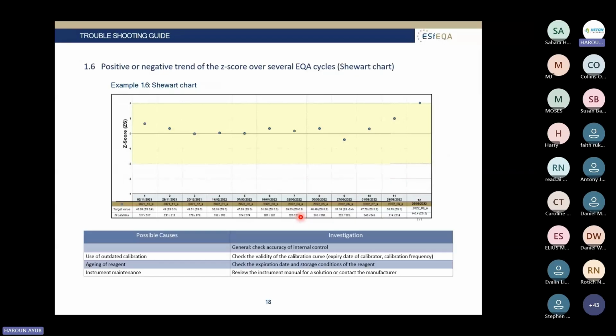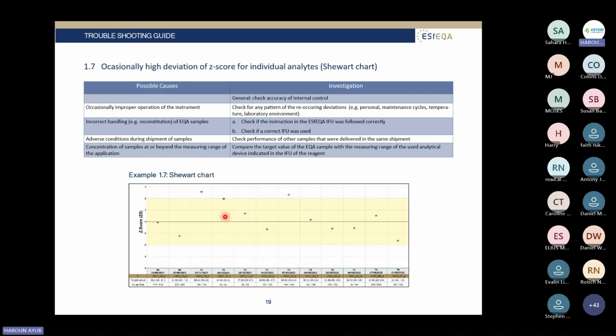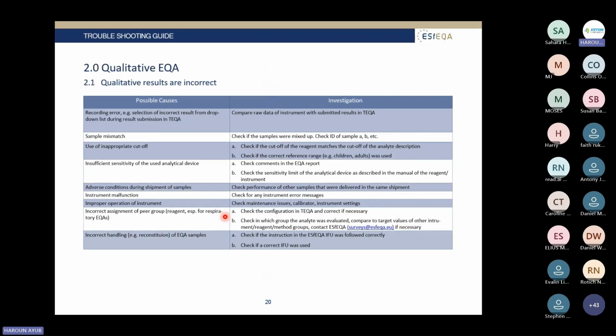Positive or negative trend of the Z-score. Seen this particular one as well. This one we have already discussed. For qualitative results, it's direct. You have a recording error. Did you report positive while it was negative? Check your results that you had put.